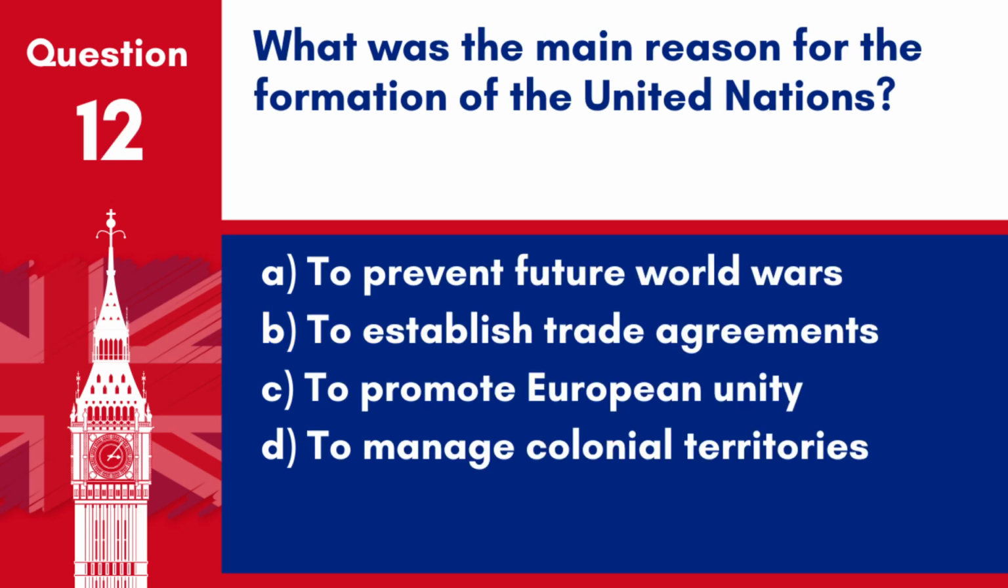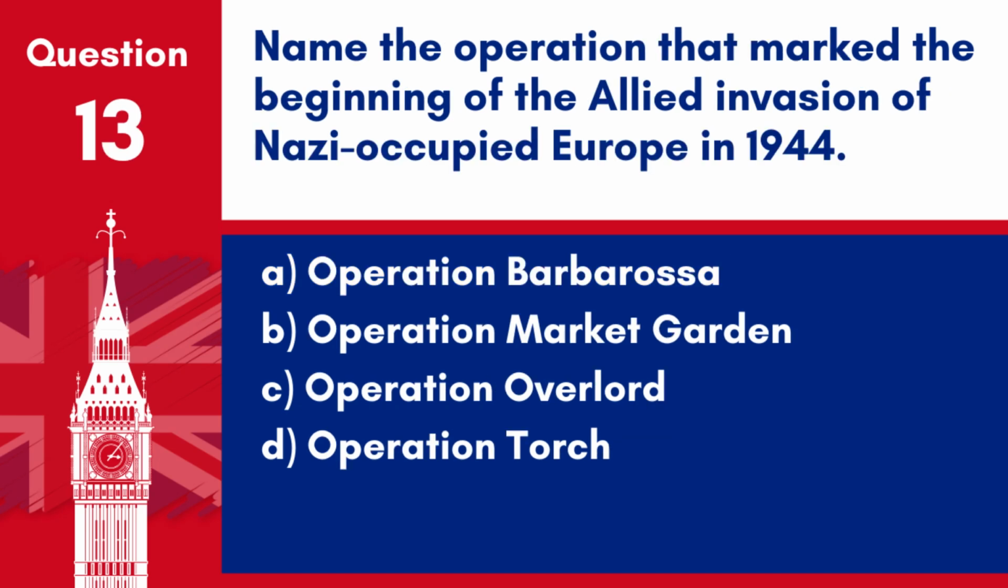Question 12. What was the main reason for the formation of the United Nations? A. To prevent future world wars. B. To establish trade agreements. C. To promote European unity. D. To manage colonial territories. Answer: A. To prevent future world wars. The main reason for the formation of the United Nations was to prevent future world wars and to promote peace and cooperation among nations.